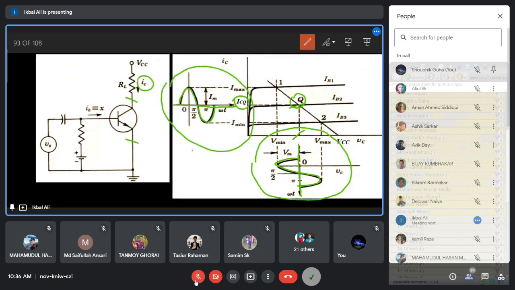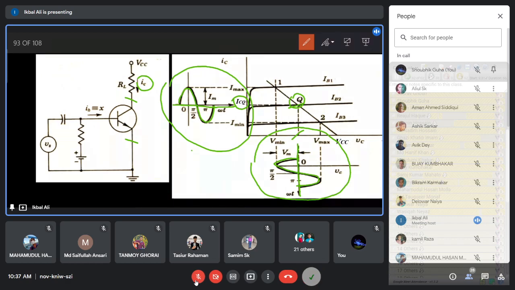And the collector emitter voltage actually fluctuates between Vmin and Vmax, because there is a 180-degree phase shift. You have seen that we have understood that the voltage is opposite of the collector current swing. A 180-degree phase shift is there. So what AC current is flowing? AC signal current between Imax and Imin. This is the collector current swing.